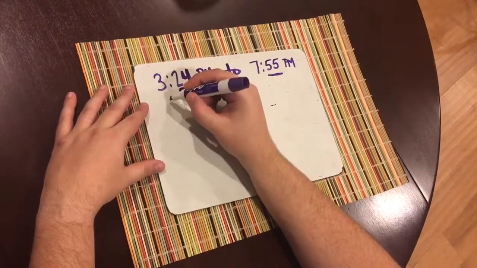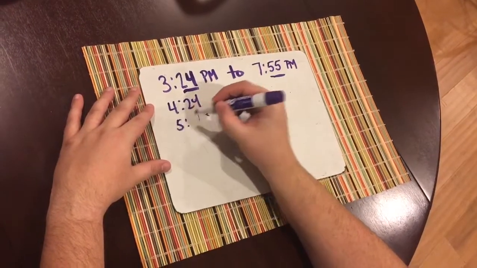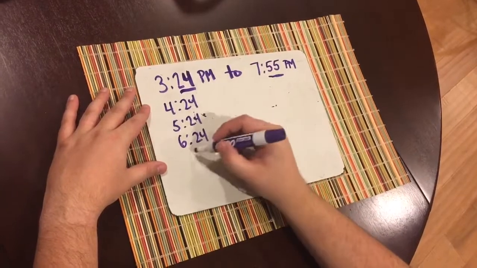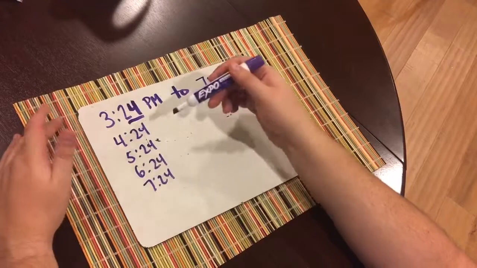So the next thing is going to be 4:24, then 5:24, 6:24, 7:24. All right, so we made it to 7:24. So let's count the hours.